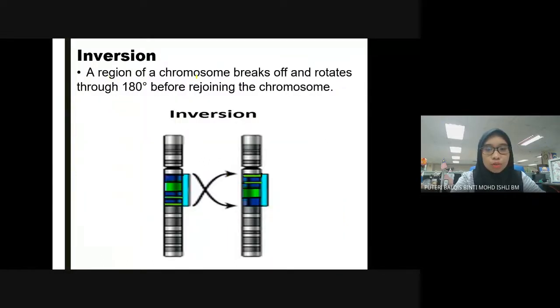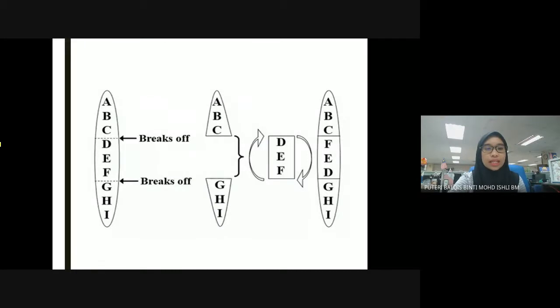Inversion adalah a region of chromosome breaks off and rotates through 180 degrees. So apa yang jadi inversion dekat sini ni, dia akan break off, lepas tu dia rotate, lepas tu dia akan rejoin the chromosome. Contohnya yang macam ni lah. Ini saya letak slide ni untuk bagi awak faham sikit maksud inversion. Nampak DEF ni dia akan break off, lepas tu dia akan invert, rotate, then dia rejoin balik dekat kromosom yang sama. So dia akan jadi FED contohnya.